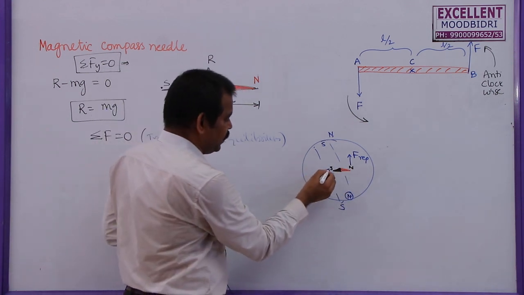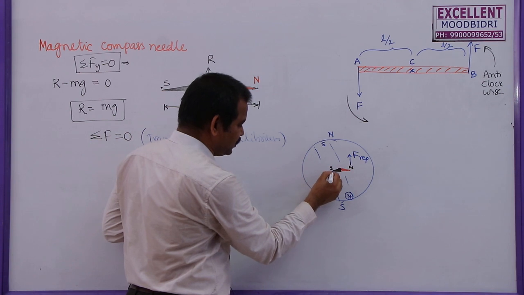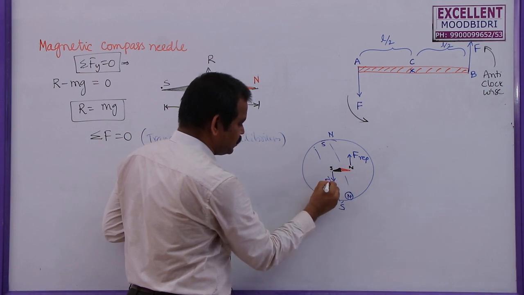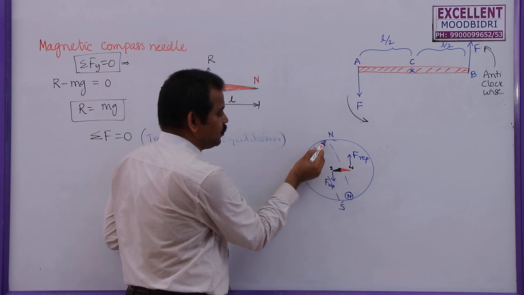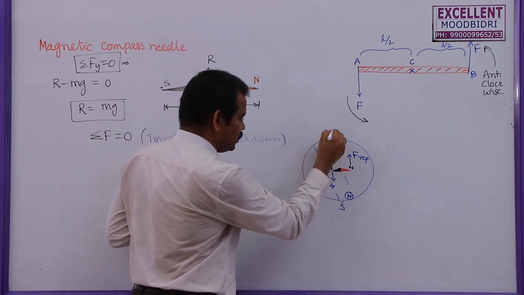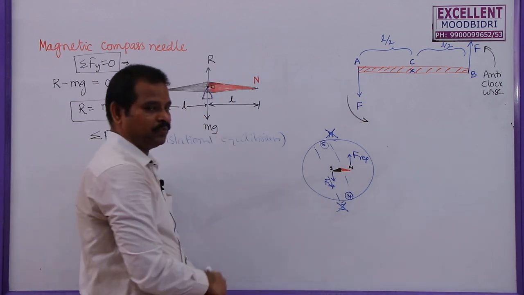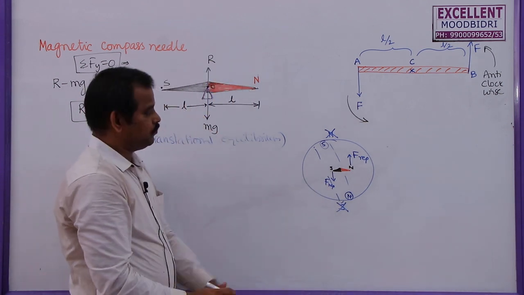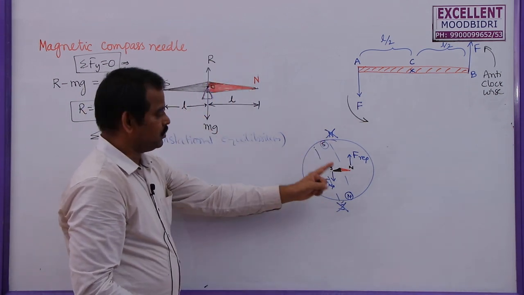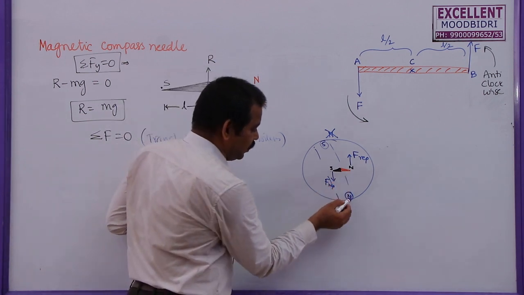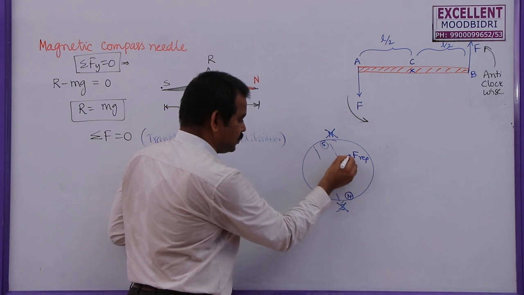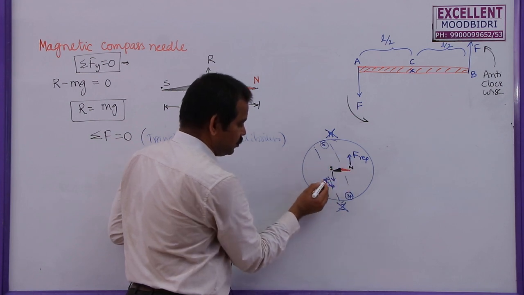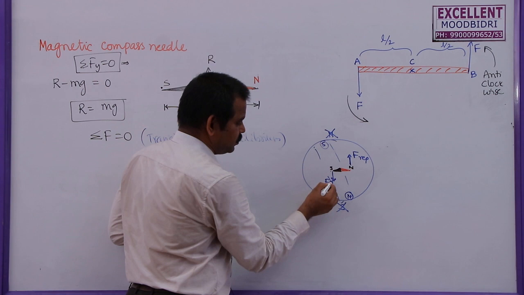At the same time, south poles repel each other. This is the repulsive force between the south pole of the compass needle and the south pole of the earth's magnetic field. Forget about the geometric north pole and south pole here, because those poles will not exert any force on the needle. Similarly, north and south attract, so this attractive force also will act in this direction. And these two, south and north, attract in this direction.